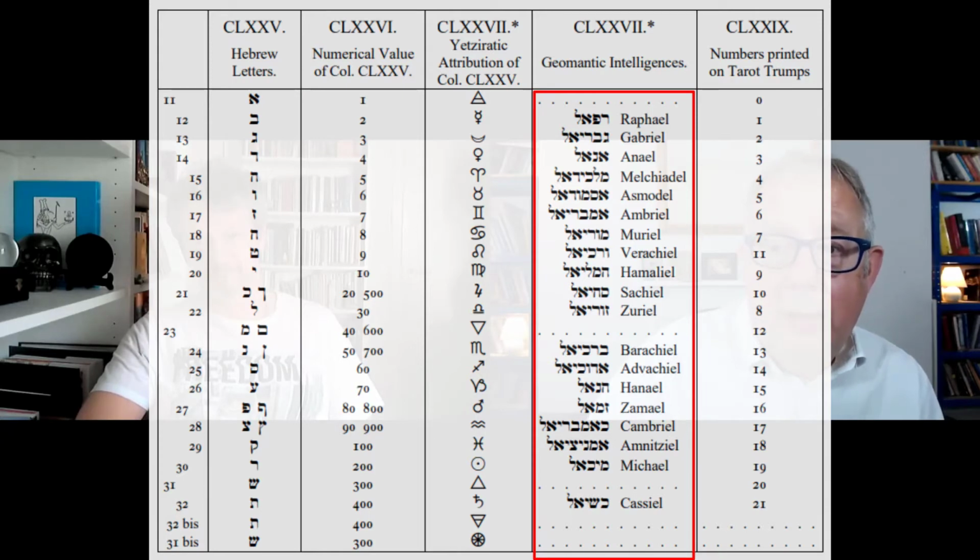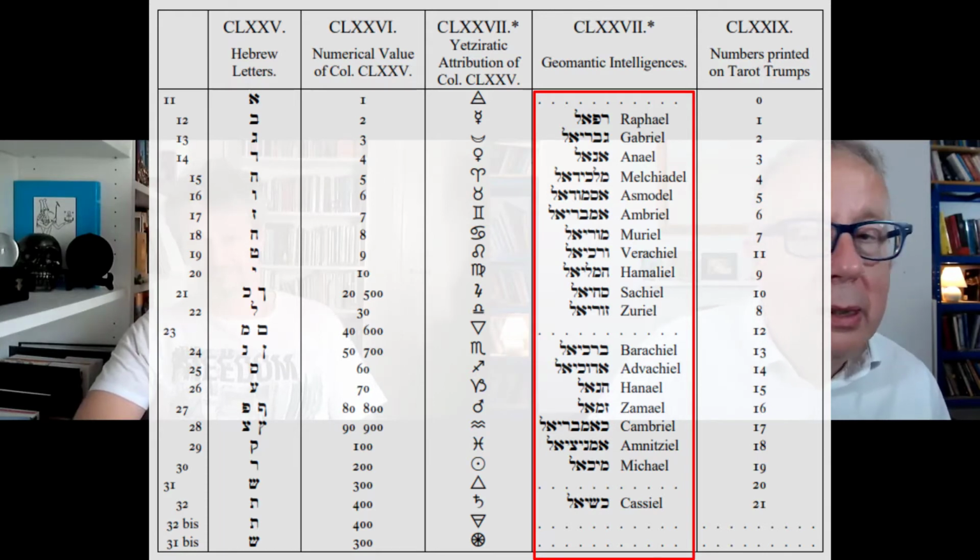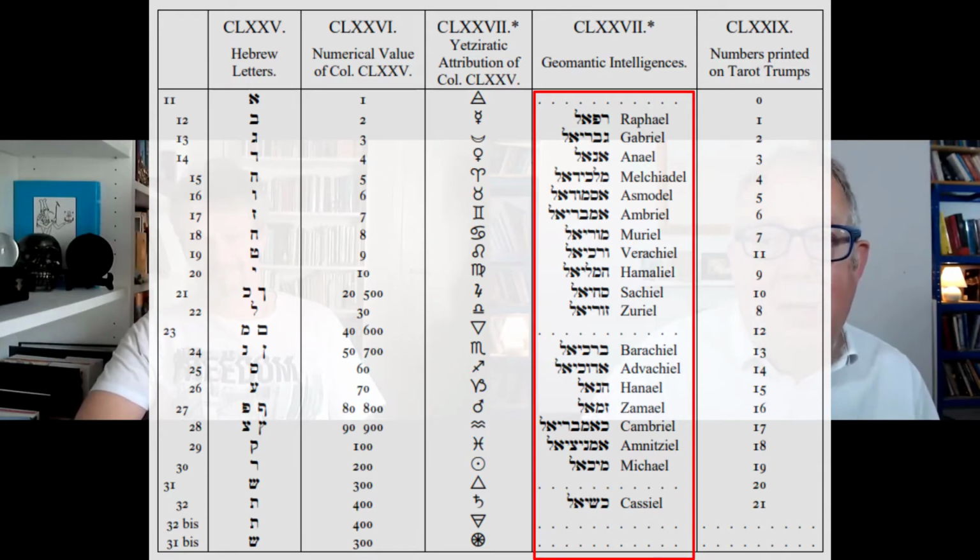Muriel is another one. Michael is in there too. Cassiel, Hanael, Zamael. These are Hebrew names that correspond to the magical squares of the planets, so that their value comes out in a correspondence with that. So it's a kind of made up name. These are the geomantic intelligences.